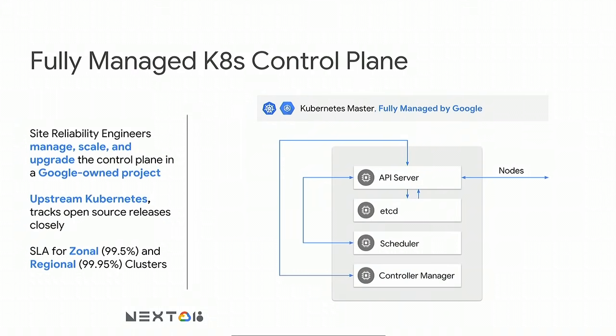So let's look at the architecture of how GKE is deployed on top of GCP. There's typically two major parts to Kubernetes. We have the control plane, and then we have the nodes that make up your cluster.